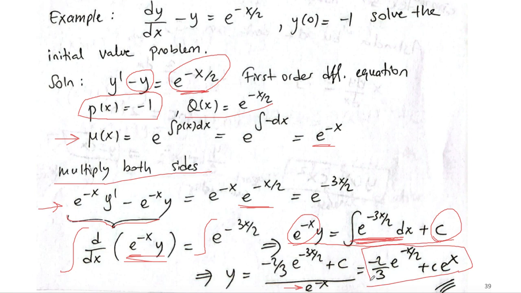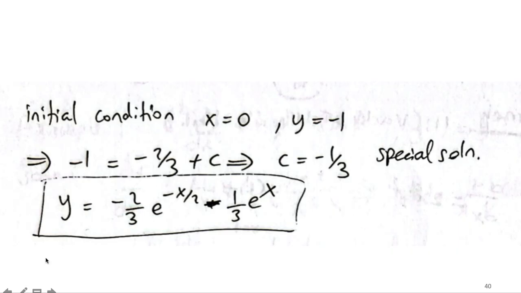One more last step: we need to obtain the special solution because the initial value problem is given. If x equals 0, this will be 1, and this will be e to the power 0, which is 1, times c. As we plug in these numbers, we can solve for the value of c. And finally, this gives us the so-called special solution as this equation.